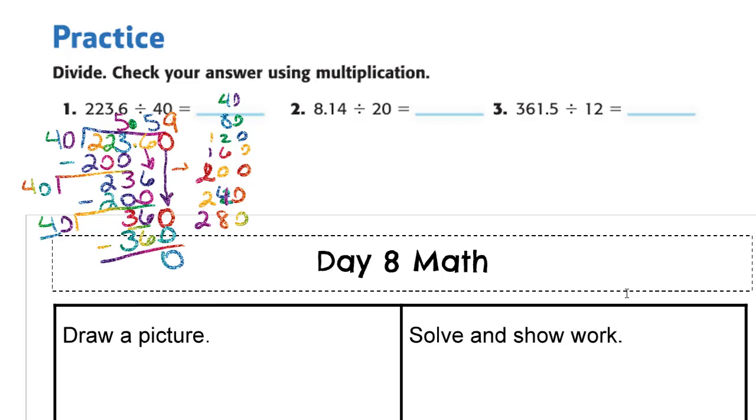So my answer for this one here is going to be 5 and 59 hundredths. I'm going to write it right here for you guys, and I'm going to circle it because I always circle my answers because I always have a mess. So my answer is 5 and 59 hundredths. So you may need in these problems to add some zeros and bring them down in order to work it out evenly.